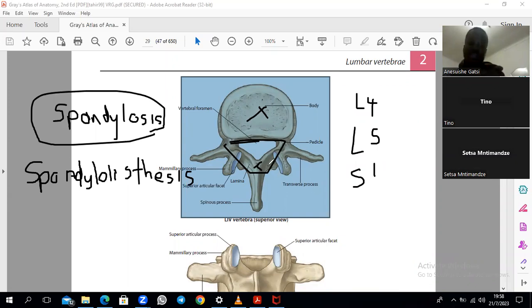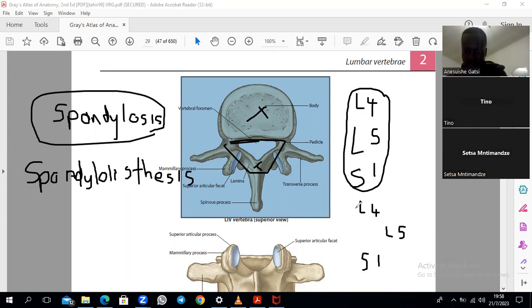Spondylolisthesis. The vertebral column is supposed to be like this: L4, L5, S1. For spondylolisthesis, the other one slips forward like that. So instead of having L4, L5 like that, you have something like this. So it becomes like this.